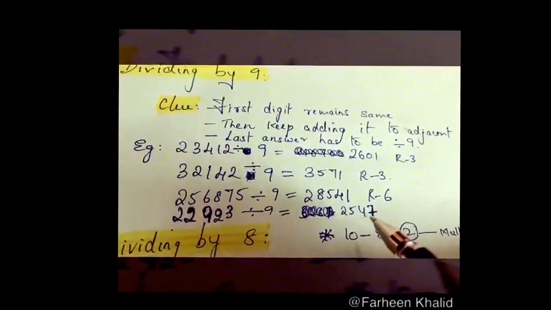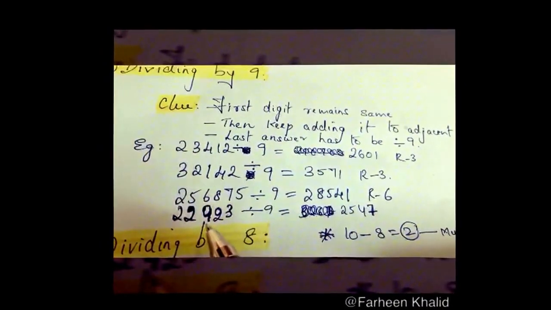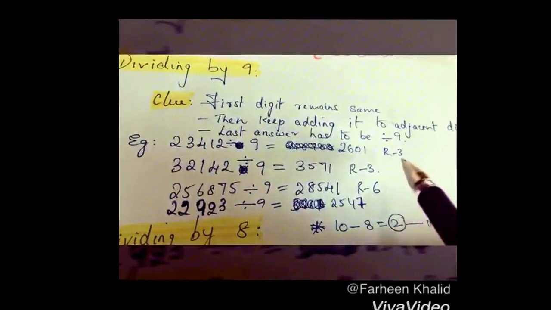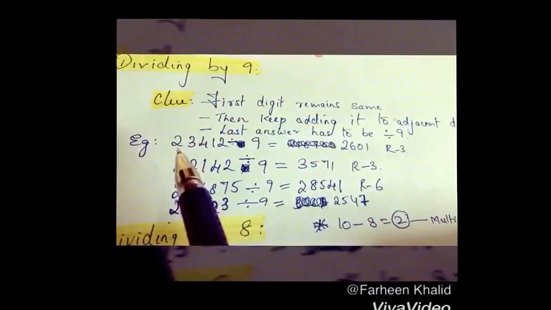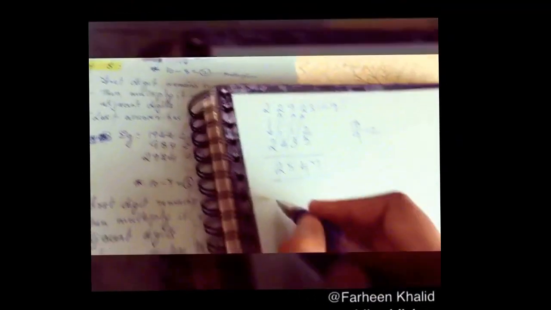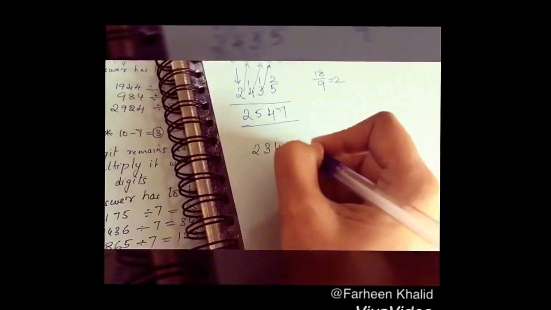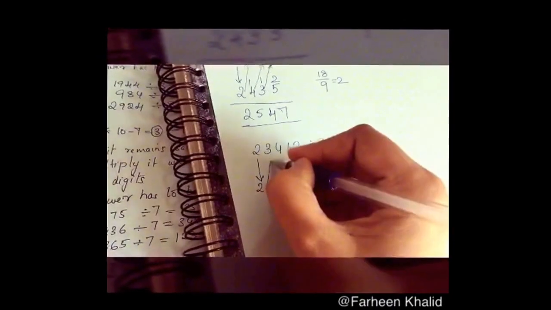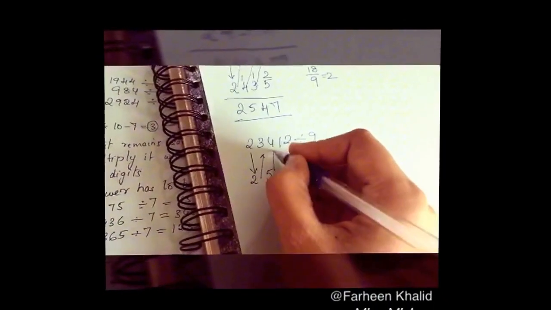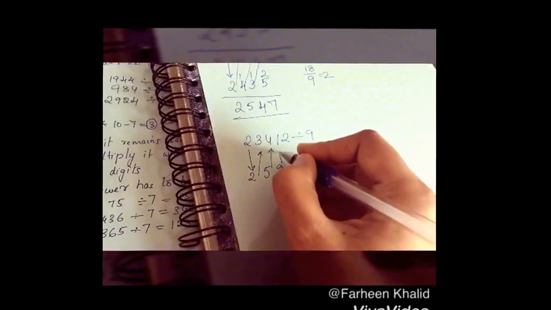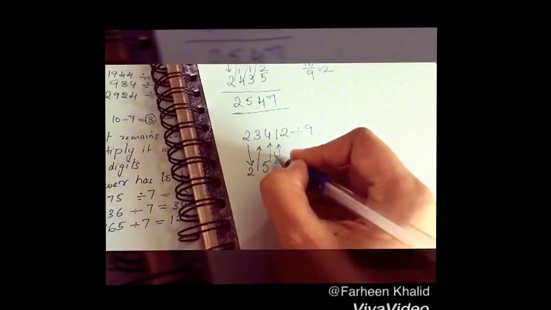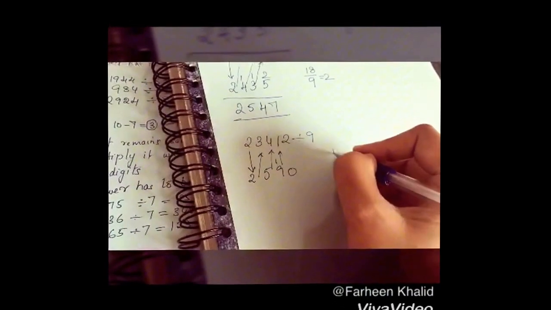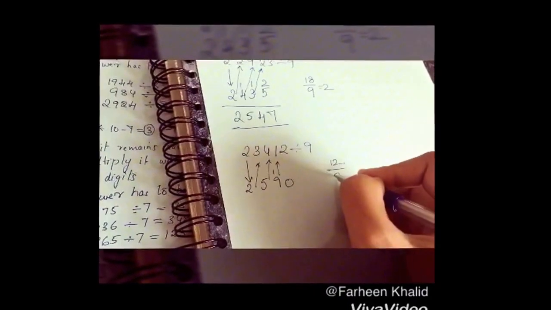Okay, so this was a case when 9 was perfectly going into this number, but there are cases where you have remainders. What do we do there? Let me show you an example. 23412 divided by 9. You do the same thing. You put the 2 here, you add it to 3, it becomes 5. You add this 5 to 4, it becomes 9. You add the 9 to 1, it becomes 10. You put the 0 here, carry the 1. Now the 10 you add to 2, it becomes 12. So we put the 12 here and divide it by 9.